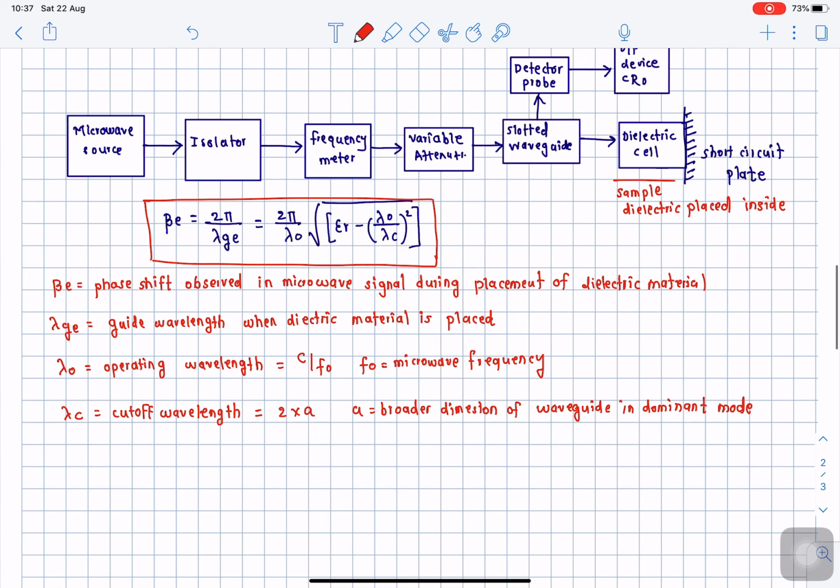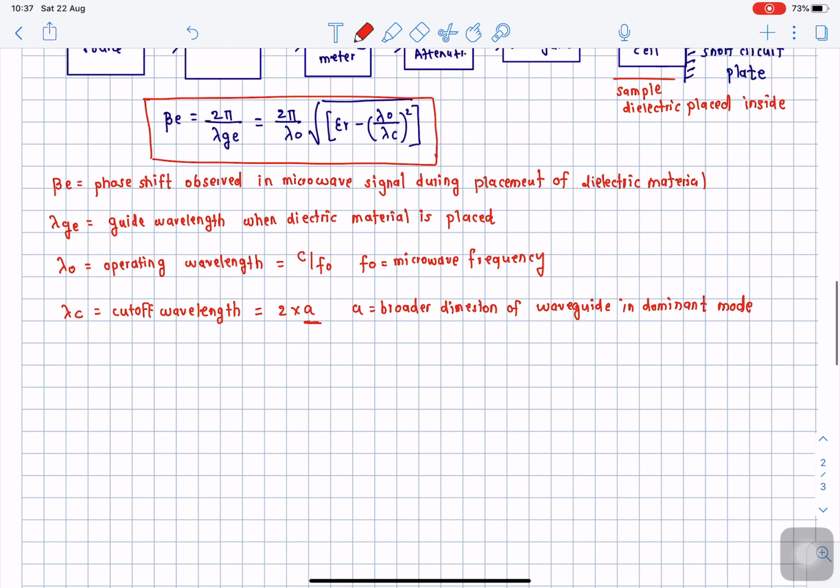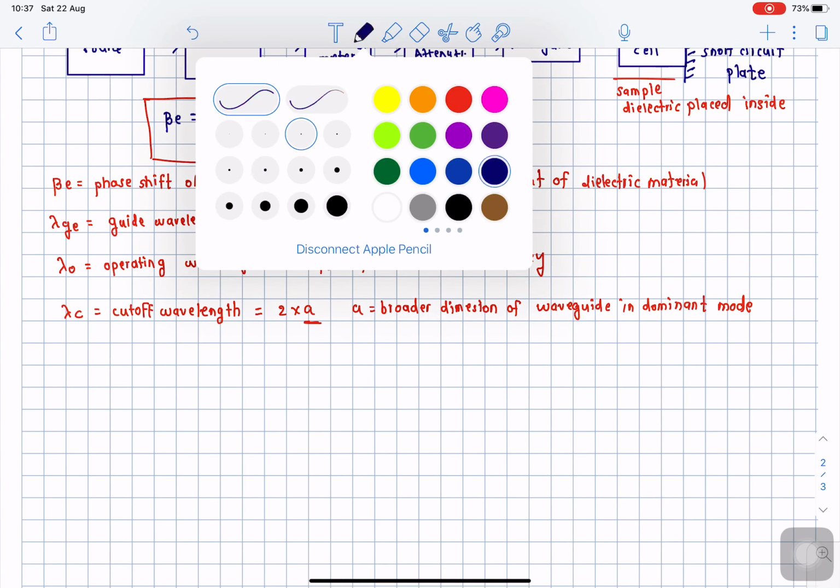So what is the procedure to measure this dielectric constant? First of all, we already know the waveguide test bench setup. We are using a rectangular waveguide, and we are going to measure its width. Once we know the width of the rectangular waveguide, we can find out the cutoff wavelength. So step number 1, I will write over here.